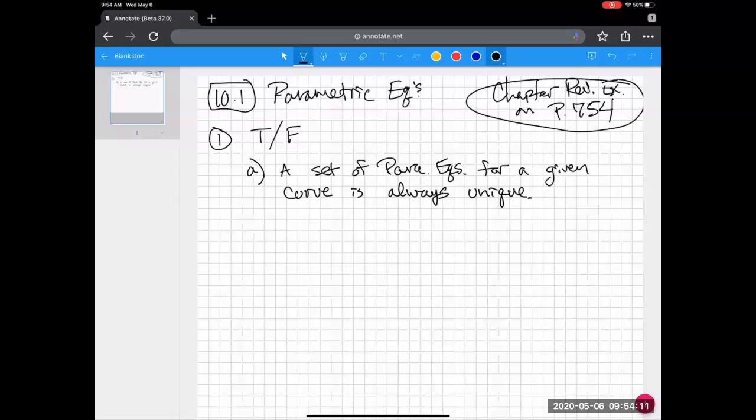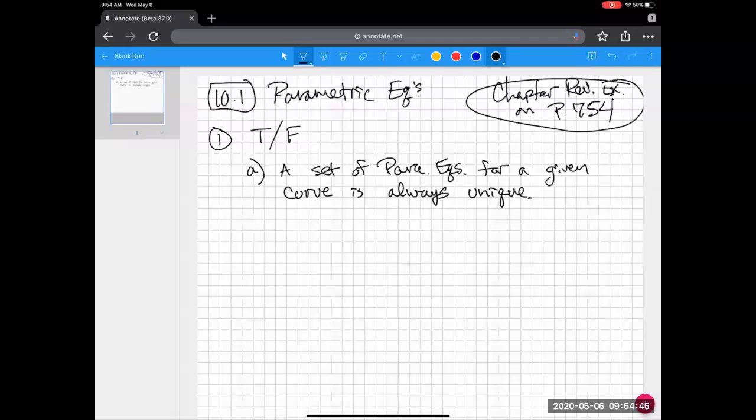I think it's true, I would say. Okay. And can you give some sense of why you think that is? I'm thinking because the X and Y would be different. So yeah, I guess the X and Y equation would be different to get a curve, so it would be unique. Okay.